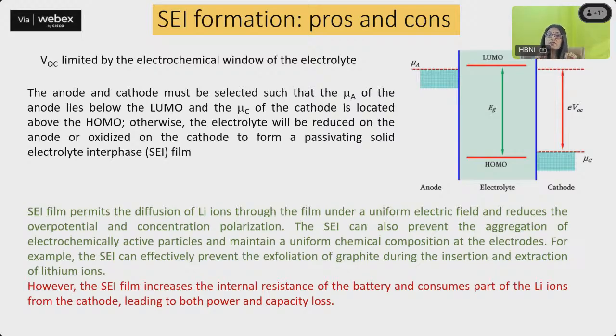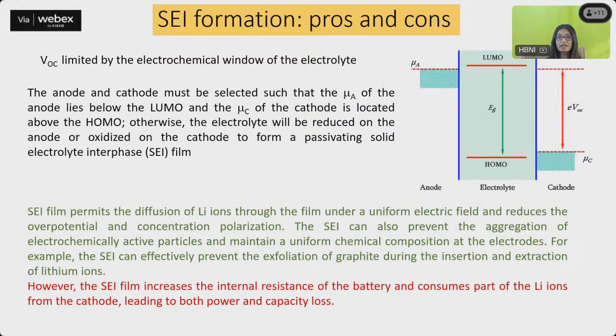It will permit the diffusion of the lithium ions through the film under a uniform electric field. It will reduce the overpotential and the concentration polarization. It will also prevent the aggregation of the electrochemically active particles and will maintain a uniform chemical composition at the electrodes. So the formation of this SEI effectively prevents the exfoliation of graphite during the insertion and the extraction of lithium ions. So when you're having that carbon anode, the graphite anode, if you're forming that SEI, it will prevent the exfoliation of the graphite.